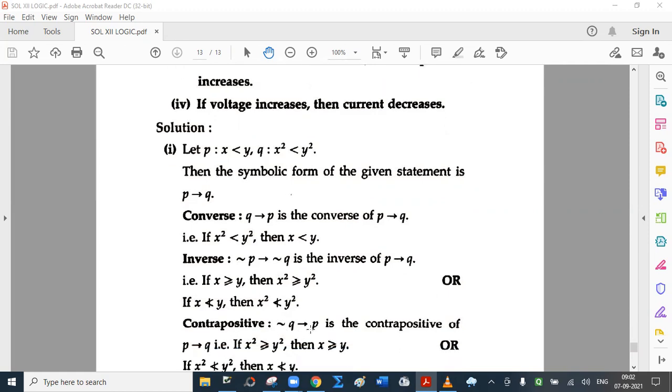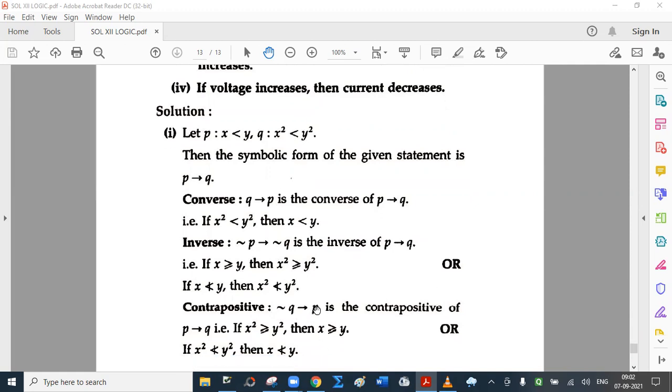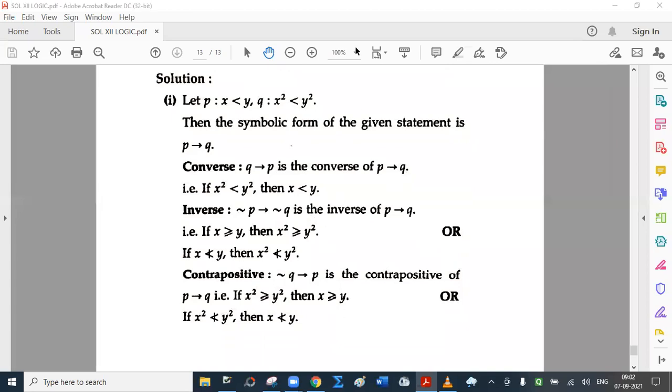Contrapositive, not Q, I'm sorry, this is wrong. This should be not Q implies not P. Not Q implies not P is the contrapositive of P implies Q. That is, if x square greater than or equal to y square, then x greater than or equal to y. Or, if x square not less than y square, then x not less than y. Okay. So this is the first one.